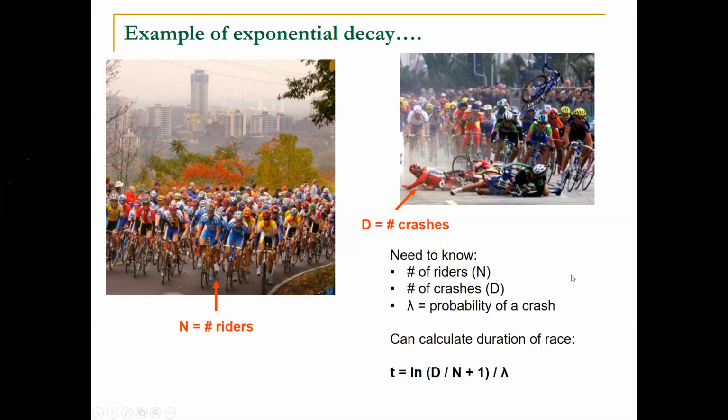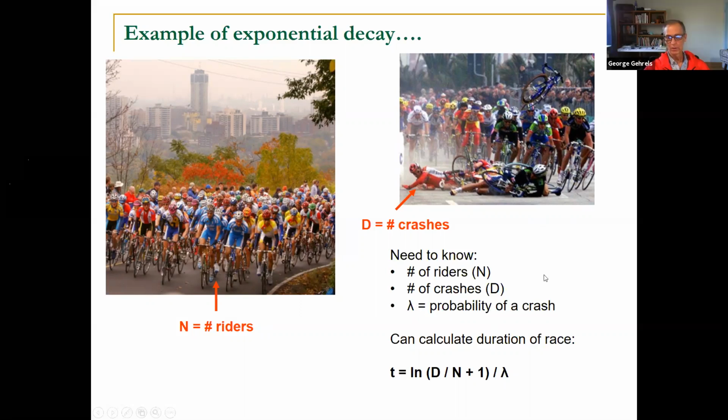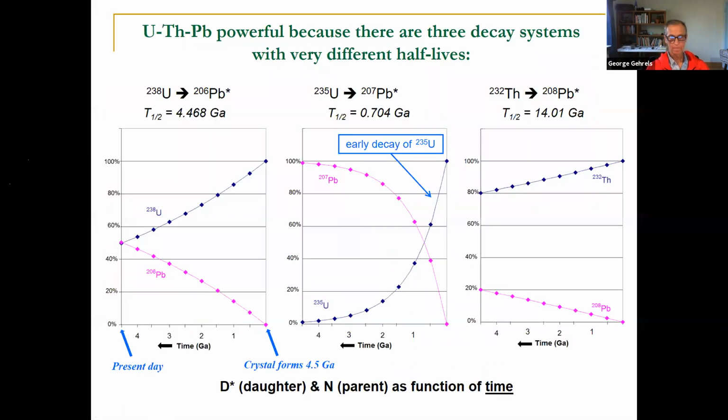And this is probably what your mom told you before the start of the bike race. Darling, don't go racing today. The probability of a crash is lambda. So your mother probably told you that. And then if you have those three things, you can just change the decay equation to the age equation. Time is lambda, parent over daughter, and the decay constant. So that's how we could use this as kind of a real world example for us today.